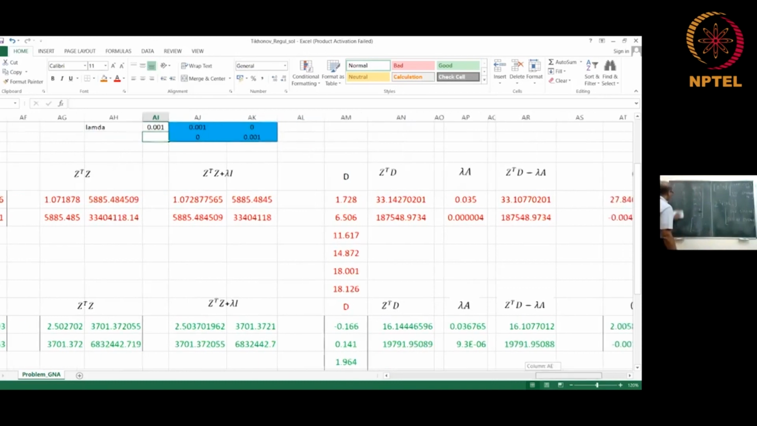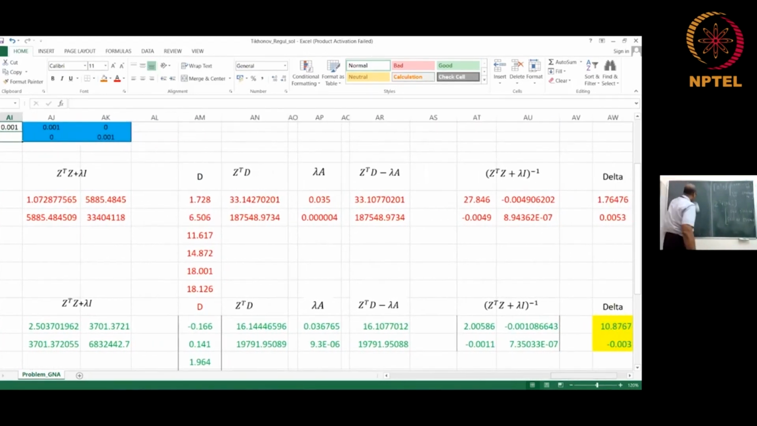So we got Z transpose T Z plus lambda I operating on the unknowns. So the right side is what? 33.14, 27, then 187548.97. This is Z transpose D only. Then this minus lambda into A.